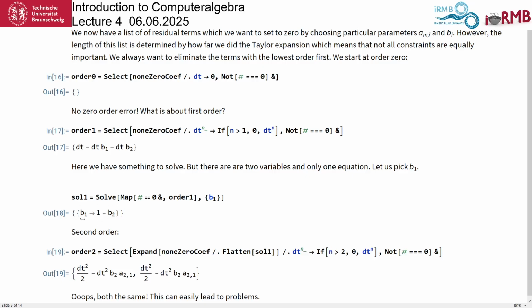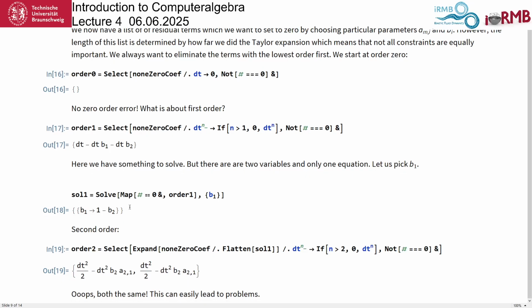Right, so this comes out that b1 must be 1 minus b2, obviously. So then we go to second order. We do the same thing, just we replace this 1 by 2.